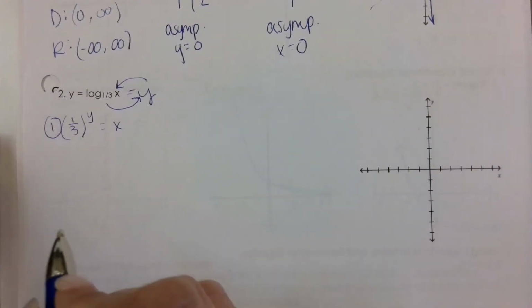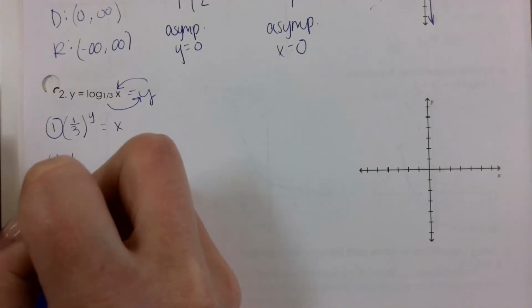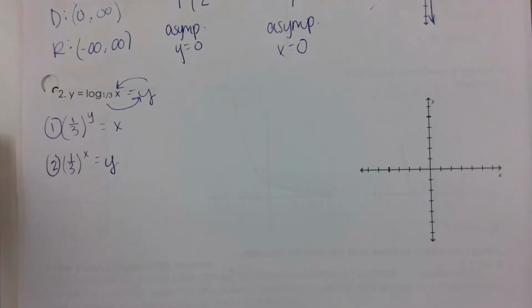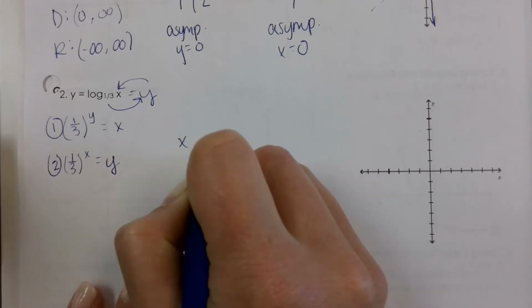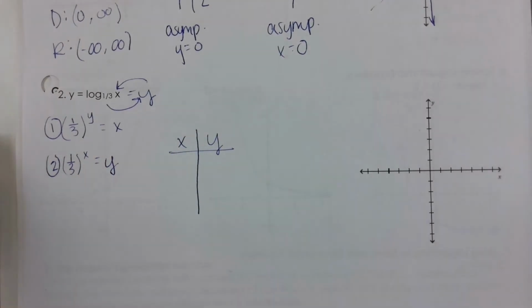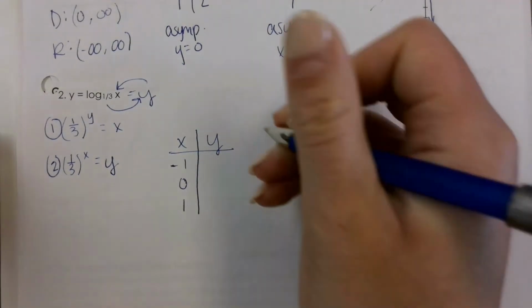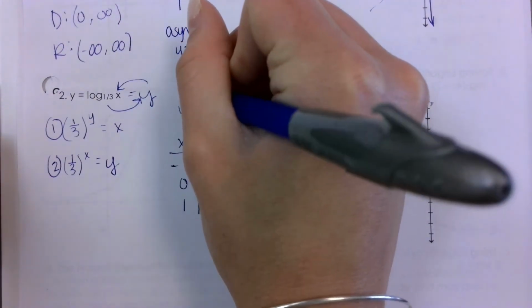Cool. So we've got y equals log base 1/3 of x. So I'm going to move the y over here just so it's a little bit easier to see. So when we write this in exponential form, what are we going to get? 1/3 to the y equals x. So then when you take the inverse, switch your x and y. So we're now going to have 1/3 to the x equals y. Is that all right?